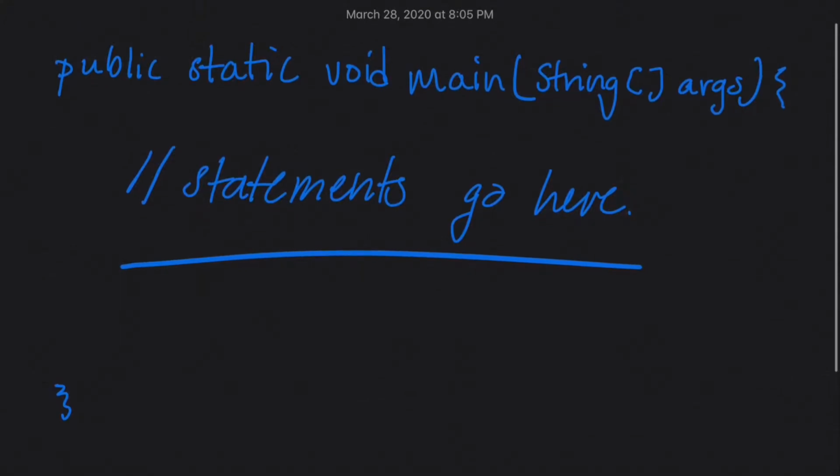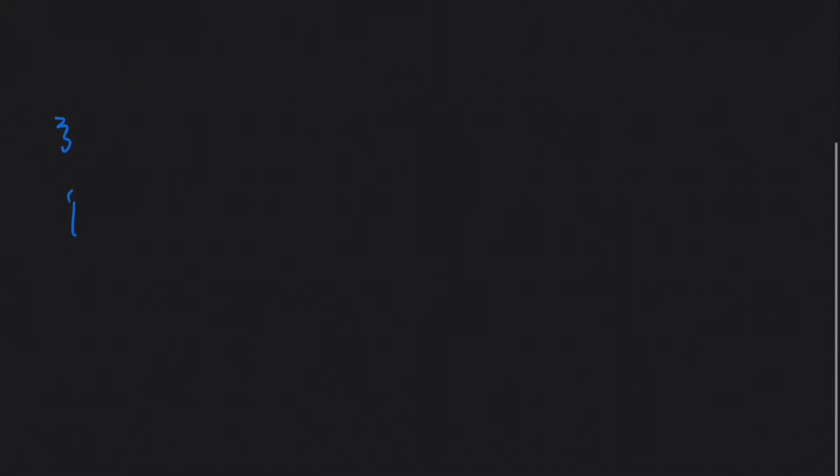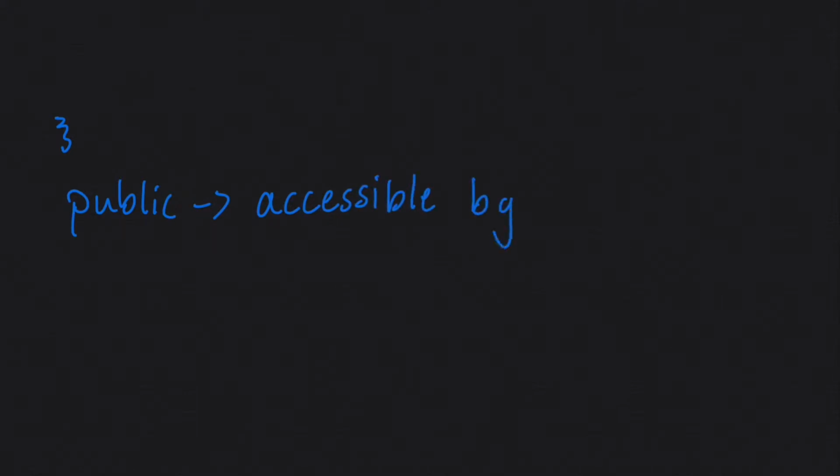So the first thing we see is this public. So what does this public mean? Public in this context means that the method is accessible by any object. So basically any object can call this main method.